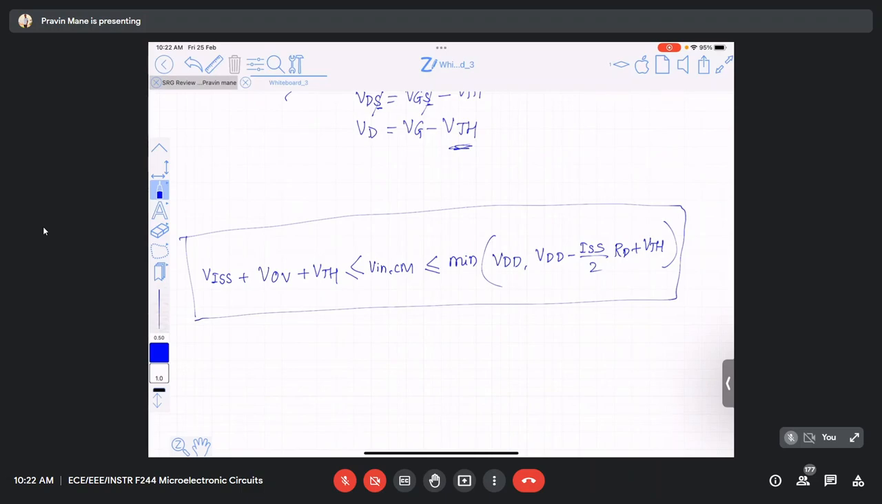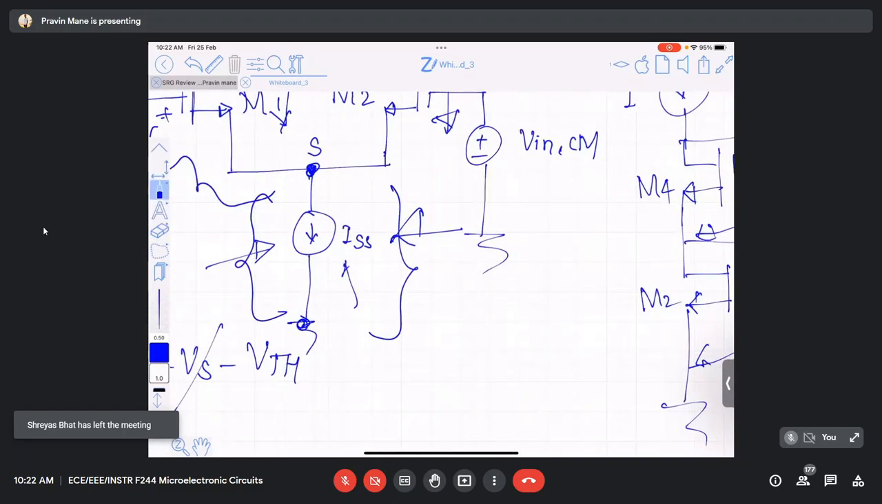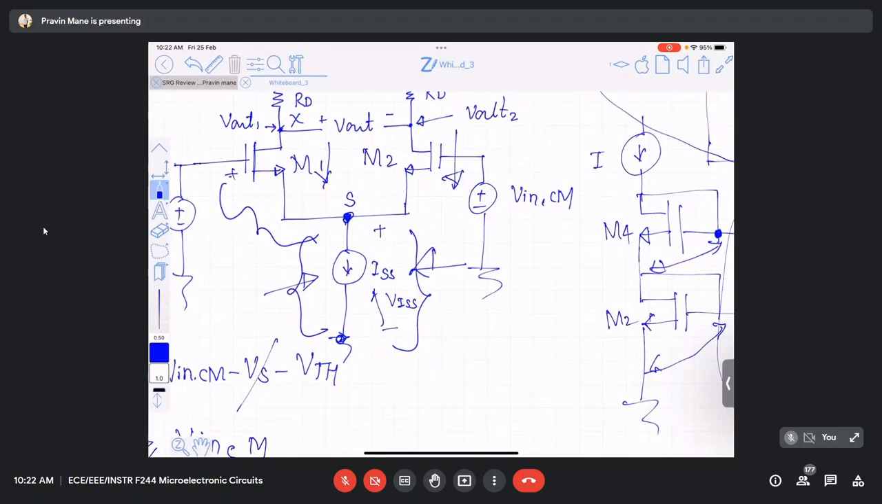Could you exactly mark what VISS was on the diagram? VISS is this voltage, the minimum voltage required across the current source. This is the voltage. Across a current source, some voltage is required, right? So it is VISS.